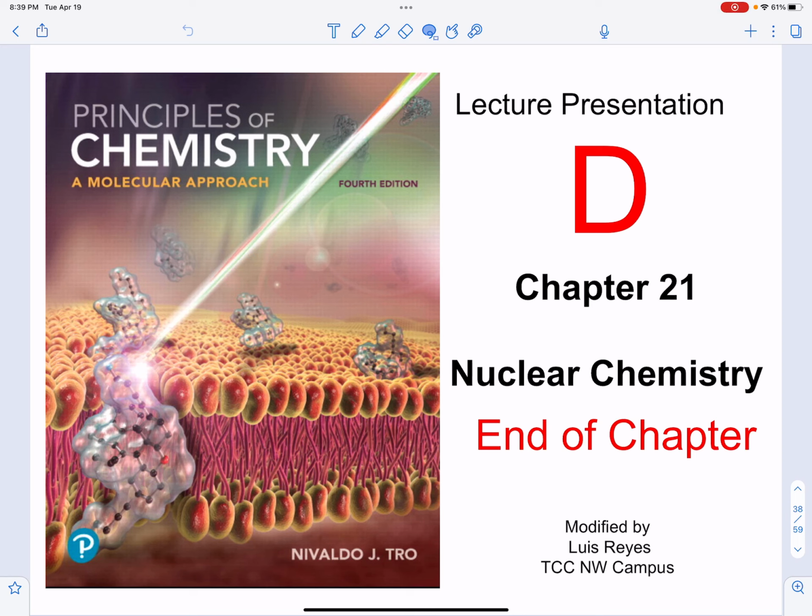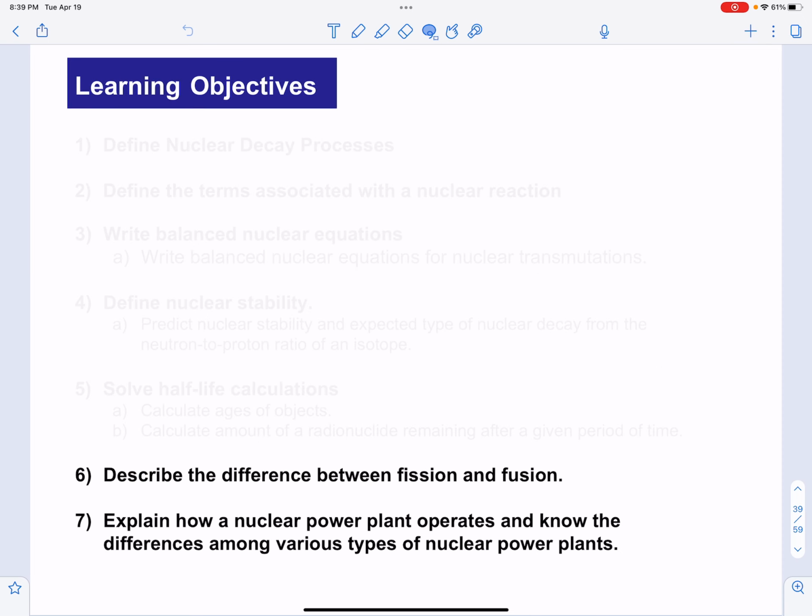And just like that, we made it to the end of the chapter. So let's see what we have left on this chapter. We're going to be talking about fission and fusion. In addition to that, we're going to take a quick view to see how a nuclear plant works. And to be able to talk about that, we're going to have to talk about something called the mass defect and all the energy that is associated with that.